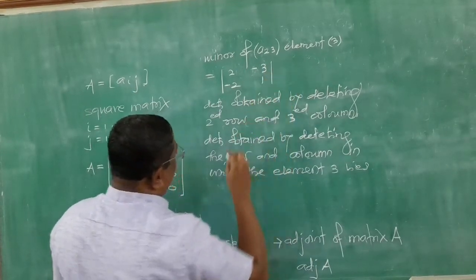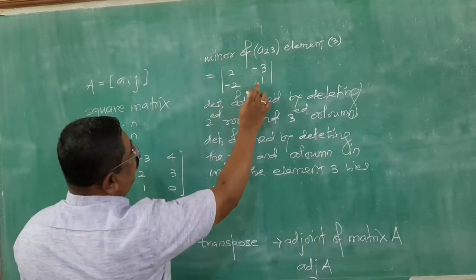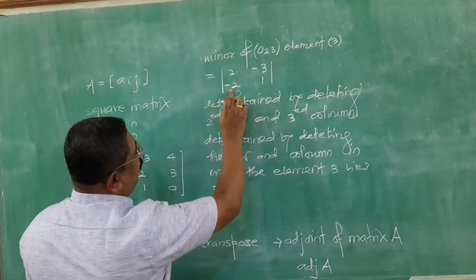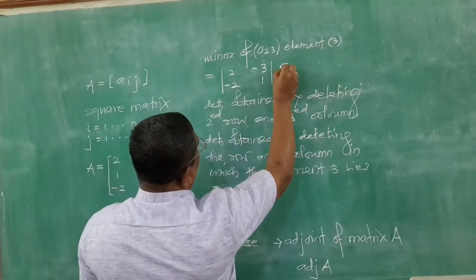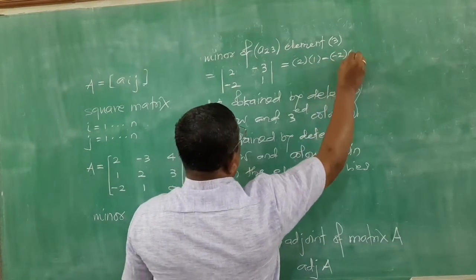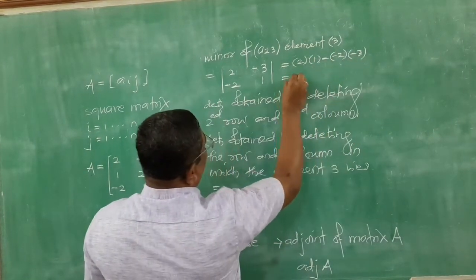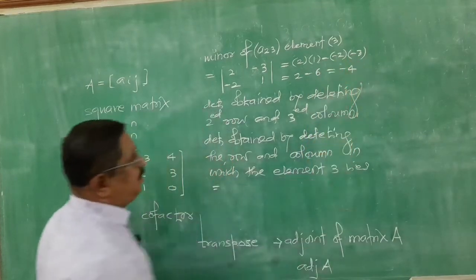The answer will be very clearly 2 into 1, that is 2, minus 2 into minus 3, that is minus 6, but that is to be subtracted. Therefore, I write it as 2 into 1 minus of minus 2 into minus 3, that gives you 2 minus 6 is equal to minus 4.